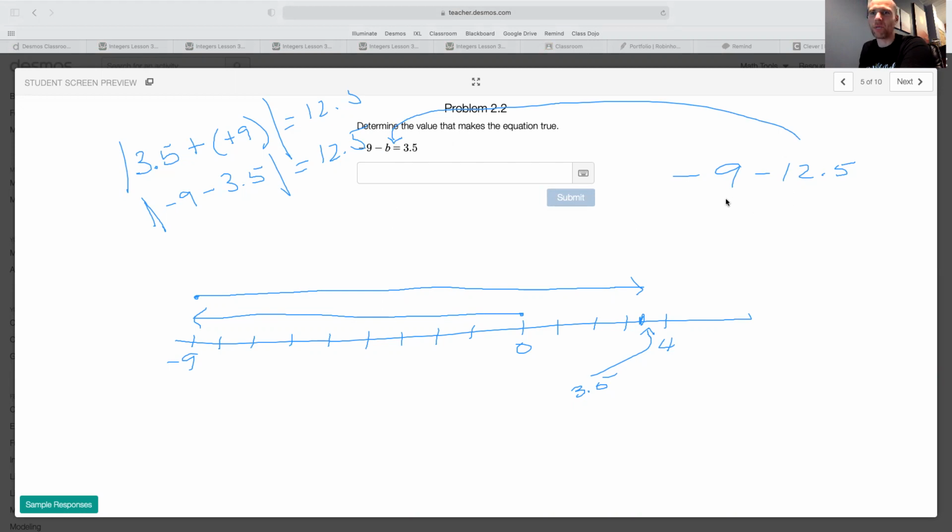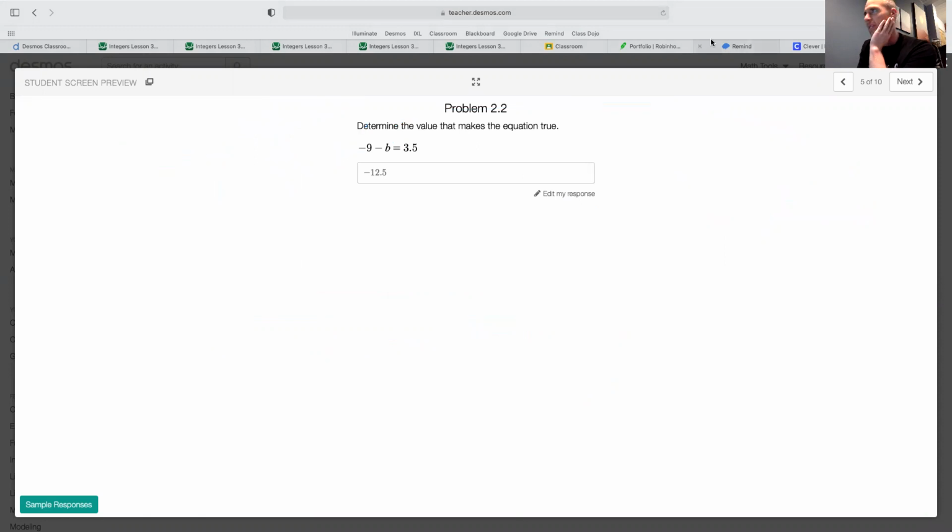This would get us negative 21.5. So we need negative 9 minus negative 12.5, because then minus negative becomes plus positive. So I almost messed that one up. We're going to put negative 12.5 there. And we'll clear all this stuff and move on to the next question.